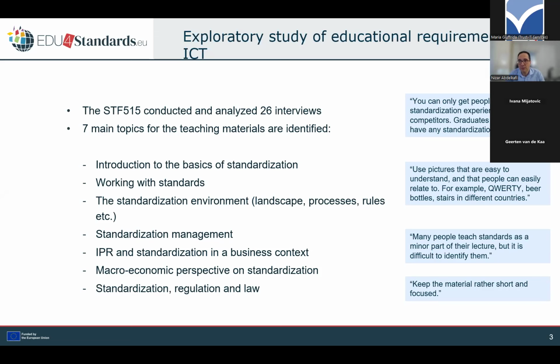IPR and standardization, standardization management, but also the macroeconomic perspective of standardization and how it contributes to the economy, and standardization, regulation, and law. To be clear here, regulation and law we did not include in our textbook. Otherwise it would be a really very long textbook, and therefore we kept it, hopefully, for next editions.